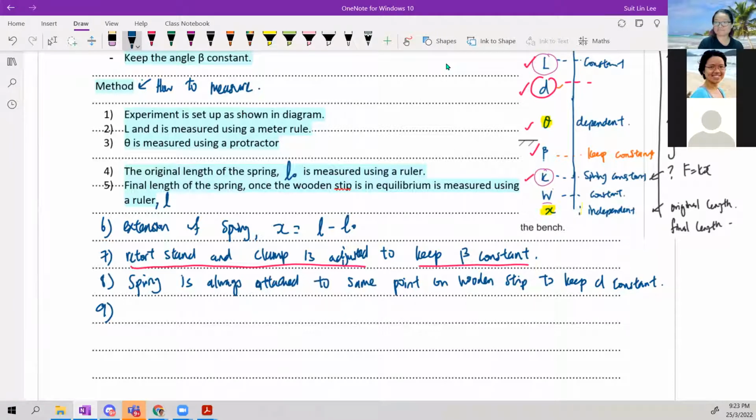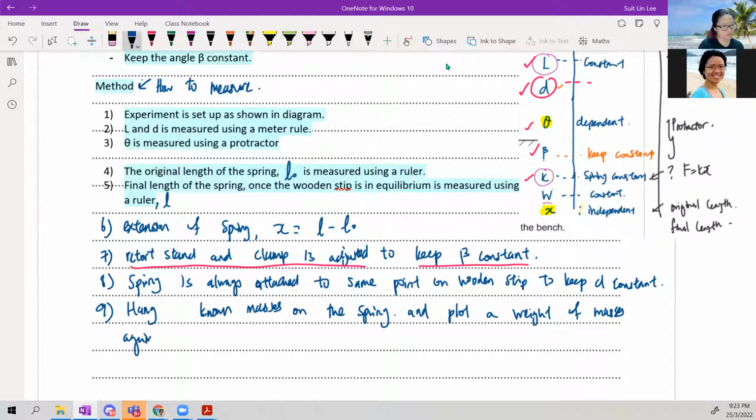How to measure K? F equals kx. So I will say hang a known mass on the spring, and I plot force, or weight of the masses, against extension graph.